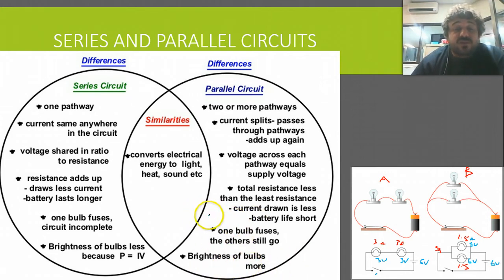Now, resistance adds up. Total resistance is less than the least resistance. You don't need to worry about that actually, so don't write that down. One bulb fuses, the circuit's incomplete. So if this bulb here stops working, the total circuit will stop working. If this bulb stops working, then the rest of the circuit will still work. So think about how that might affect, say, your house. If one part goes, then the rest of it will go. But if your house is set up in parallel, you can have different little circuits going off, and the rest of the house will maintain electricity.